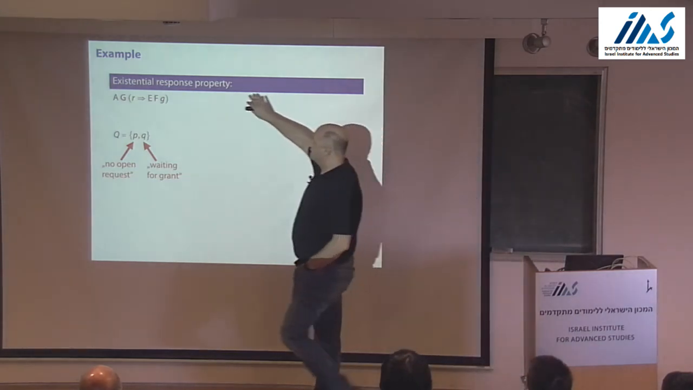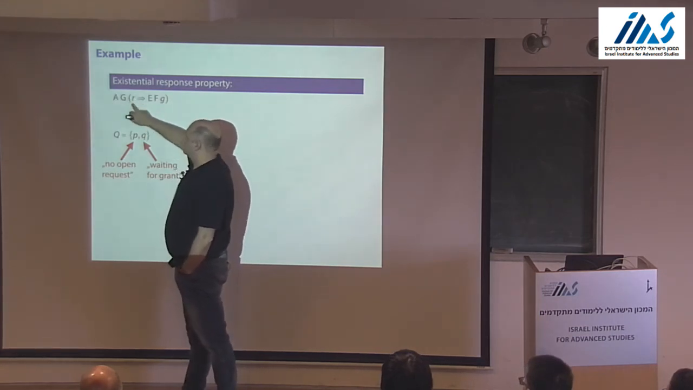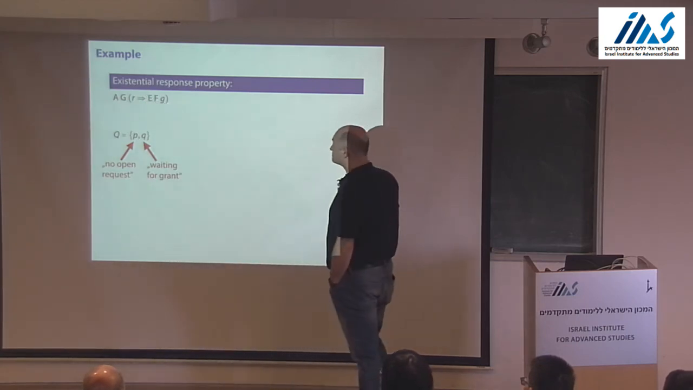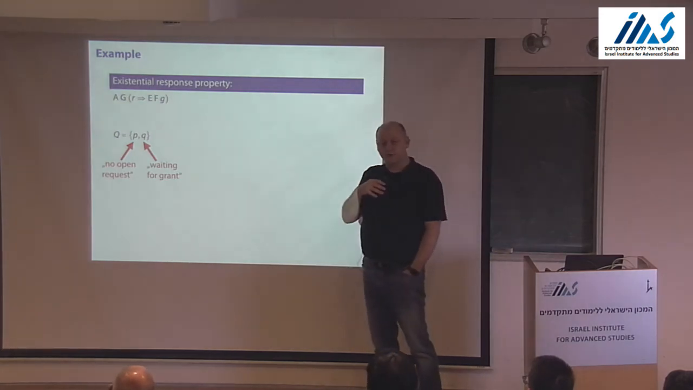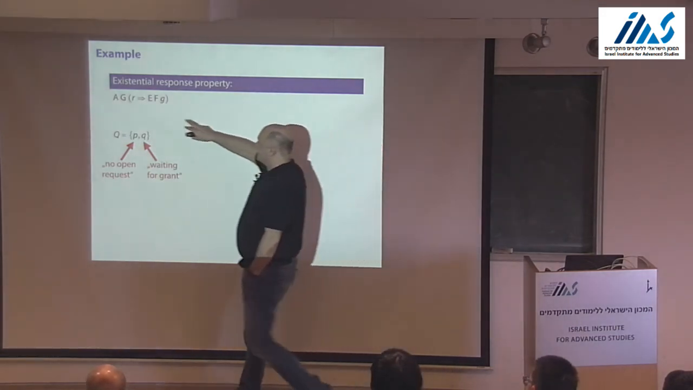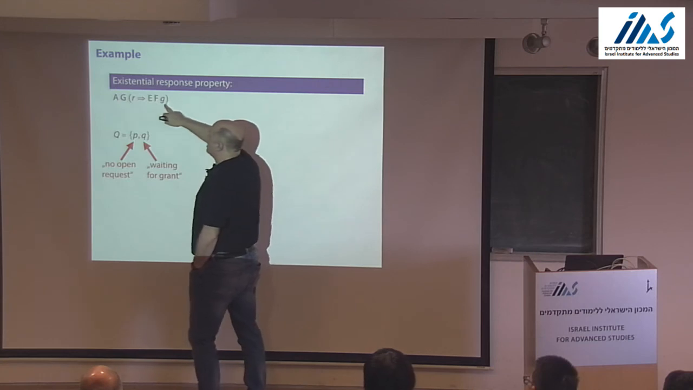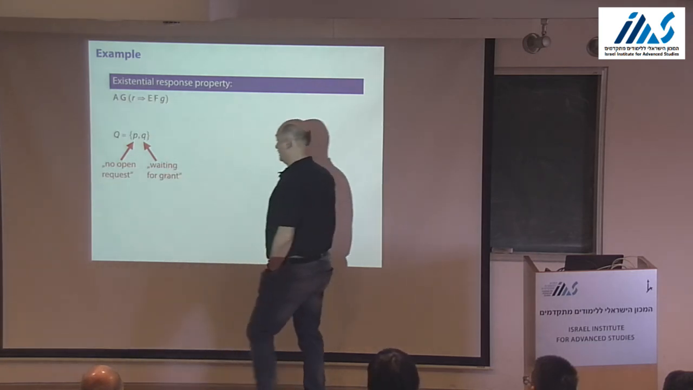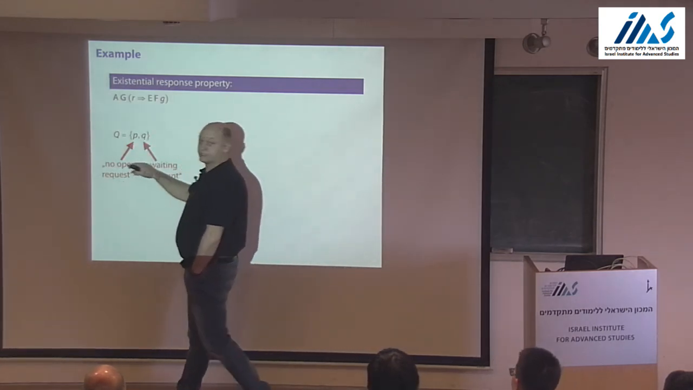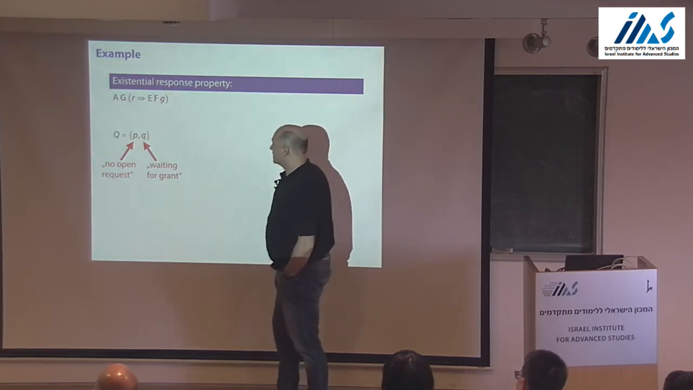What I want to look at is a simple existential response property. It's always the case that when the request comes, then there exists a path where eventually there's a grant. Quite similar to what we did before. Before we said that on every path, whenever there's a request, there will eventually be a grant. Here I'm saying that on every node in the tree, if there is an R, then there is a path where I will see a G. As before, I will use two states, P and Q. P will mean that there is no open request that I want to worry about, and Q means that now I have seen a request and I wait for a grant.